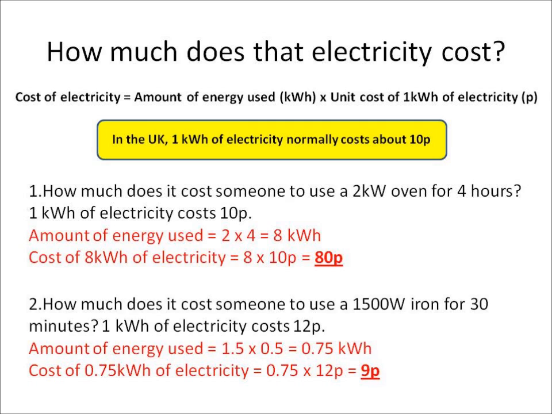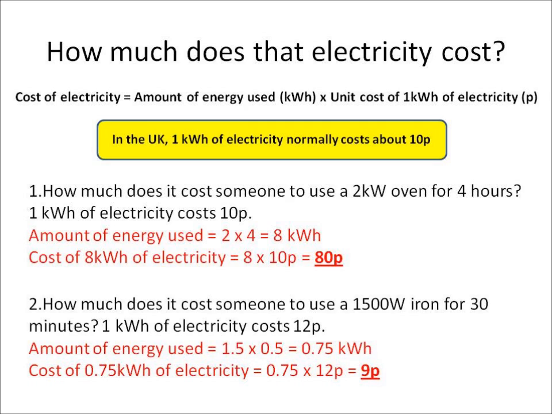I want to use a 2 kilowatt oven for 4 hours. So my first question is, how much energy am I going to use? And the answer is 2 kilowatts times 4 hours equals 8 kilowatt hours. But I want to know how much that's going to cost me. Well, in the question it tells me that 1 kilowatt hour of electricity costs me 10p. So I'm going to do 8 kilowatt hours times 10, and that comes to 80p.